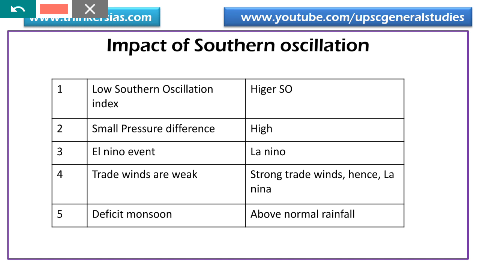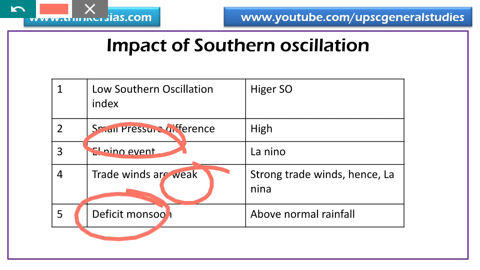If there is a small pressure difference, that leads to an El Nino event. This may be important from Pune's point of view. If there is a small pressure difference between those two locations, that leads to an El Nino event. So the trade winds weaken and it leads to a deficit monsoon.